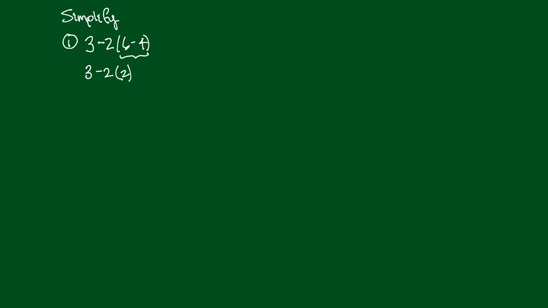Then I've got a subtraction and a multiplication. Now by the order of operations, we'll do the multiplication first. So we will get 3 minus, now 2 times 2 is 4. And 3 minus 4, that's a negative 1.